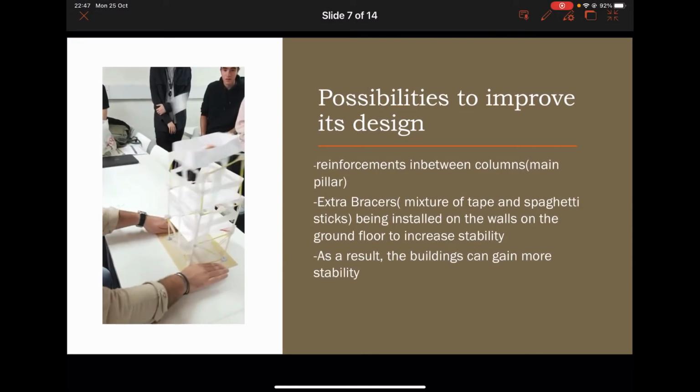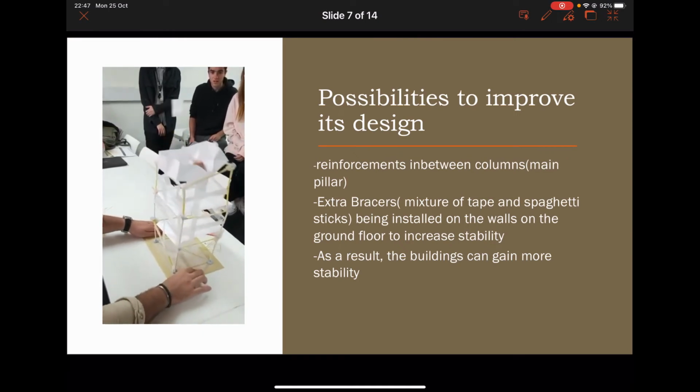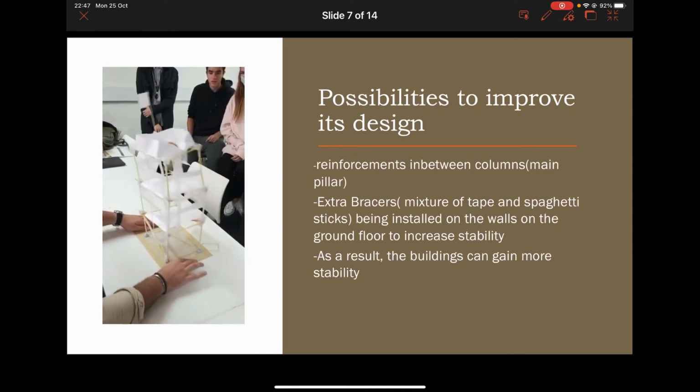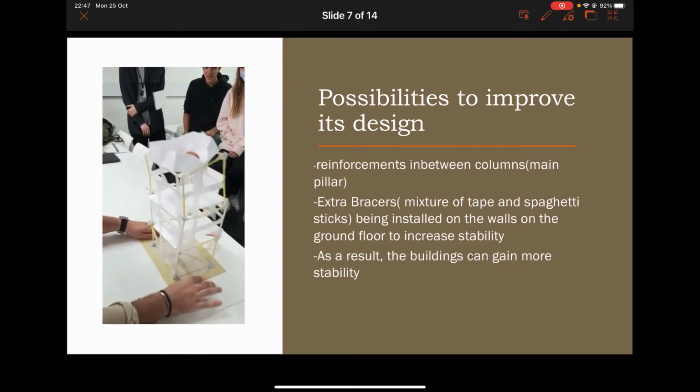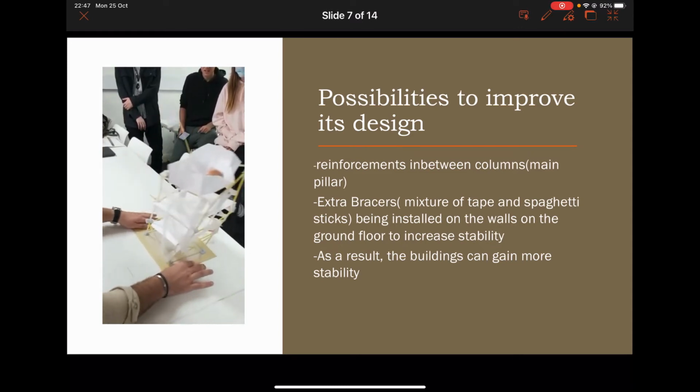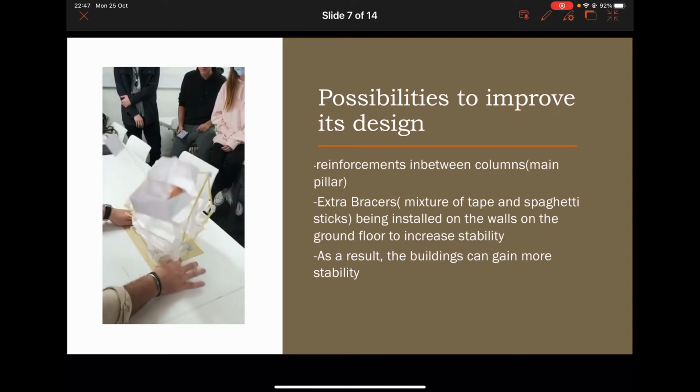A model has been constructed to explore possibilities to improve the building in the previous picture, and to simulate the behavior of the building under an earthquake. Braces have been added to the ground floor. This increases the connection between walls, hence resistance to the lateral force as well. Reinforcements have been focused on columns rather than beams, raising the overall building ductility.